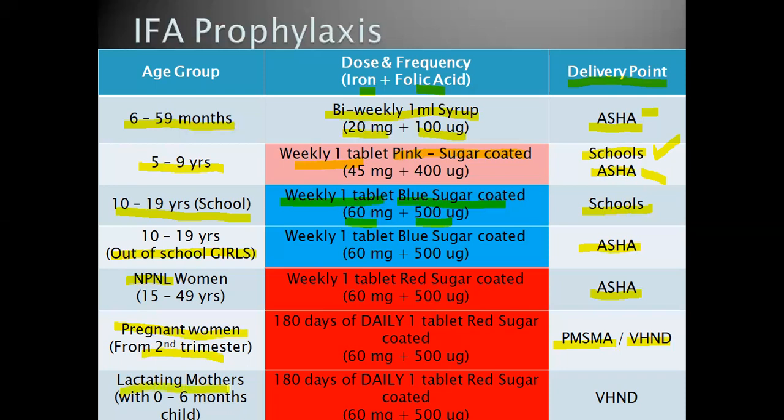And also for lactating mothers. Lactating may mean women who are breastfeeding, but for this program purpose, we are only taking mothers who have children in the age group of 0 to 6 months. The dose remains same. Even here also we are talking about 180 days, that is roughly first 6 months after delivery of the baby. Daily one tablet, red sugar coated, same 60 milligram iron, 500 microgram folic acid, and these can be delivered through the village health and nutrition day.